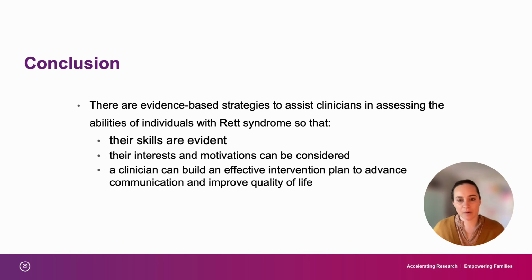Okay, in conclusion, we have gotten to the end of course number 2. We have looked at sections 5, 6, and 7 of the communication guidelines, and we've talked about different evidence-based strategies to assist clinicians in assessing the abilities of individuals with Rett syndrome so that their skills are evident, their interests and motivations can be considered, and so that the clinician can build an effective intervention plan to advance communication and improve quality of life. So that's a little bit of foreshadowing of where we're going to go with course number 3, which is on intervention. But I hope you enjoyed course number 2, which was on assessment and AAC assessment.